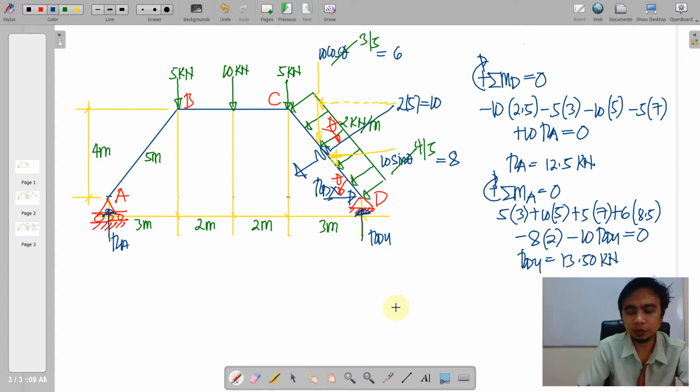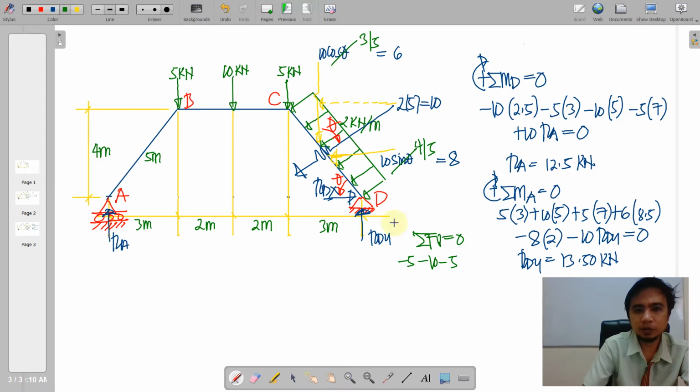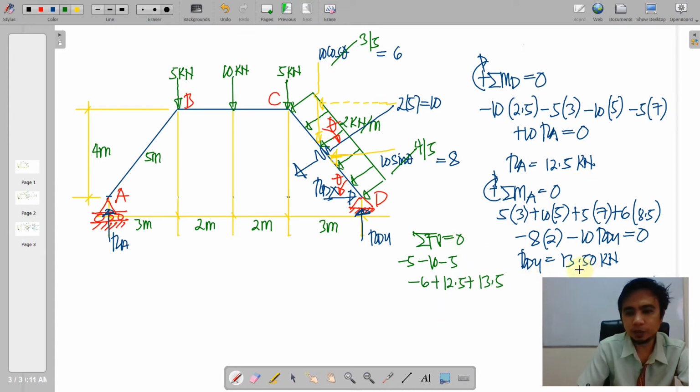Okay, so of course you wanted to ensure the correctness of your reaction by having the equilibrium equations along the vertical. We have these 3 downward forces, the downward component of this 10 here, plus the upward RE, and the upward 13.5. So those should be equal to 0, in which it's really equal to 0. So we are now ensured with our reactions.